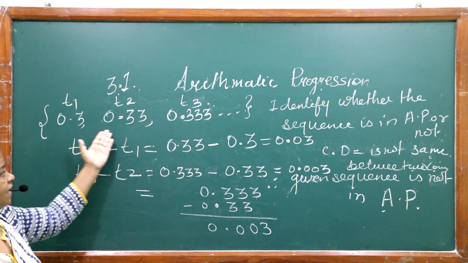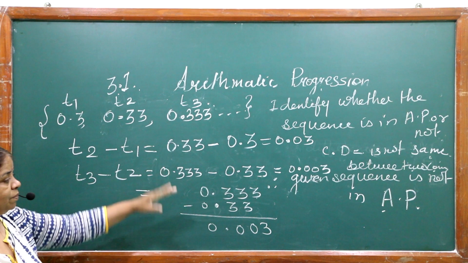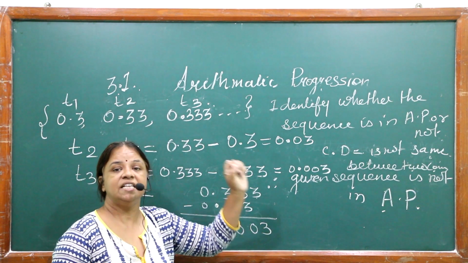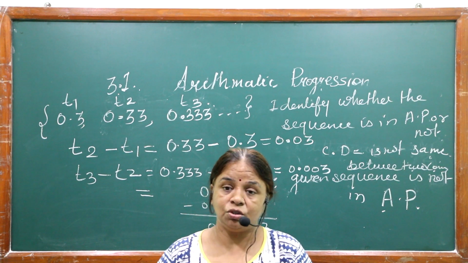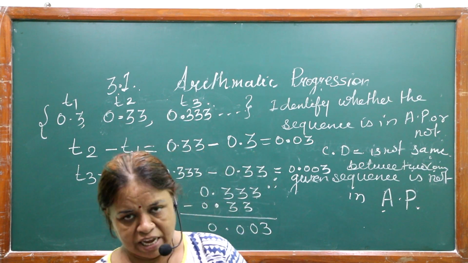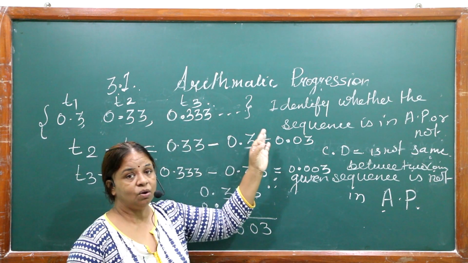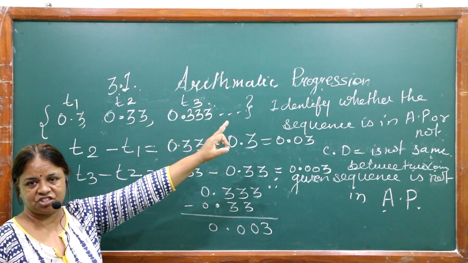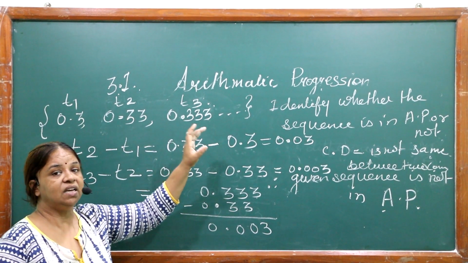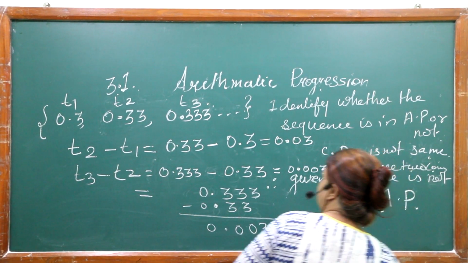Looking at this, you can write down directly, but this is not in AP because the common difference is not the same. If the difference between any two consecutive terms is the same in a given sequence, then only the given sequence will be in arithmetic progression. Otherwise, it won't be in arithmetic progression. Now let us go for the next sum.